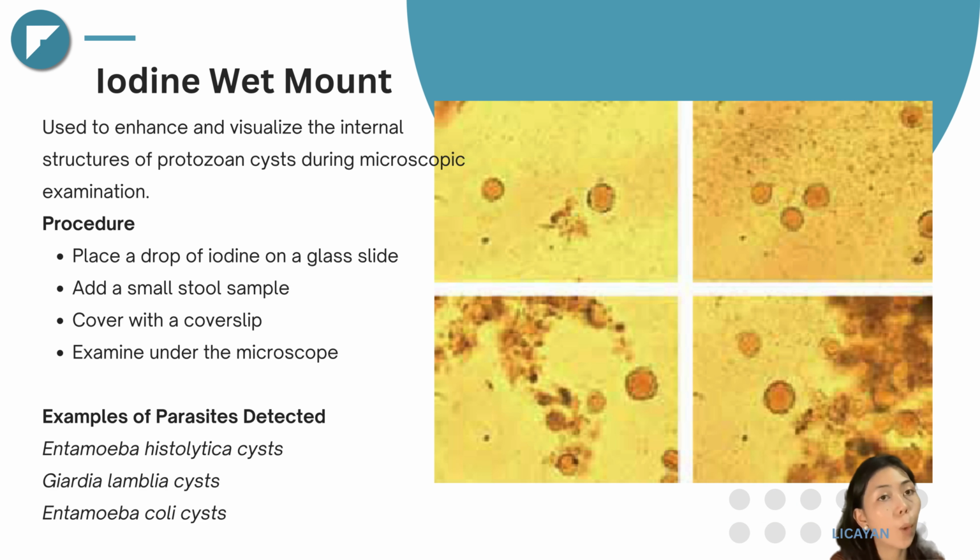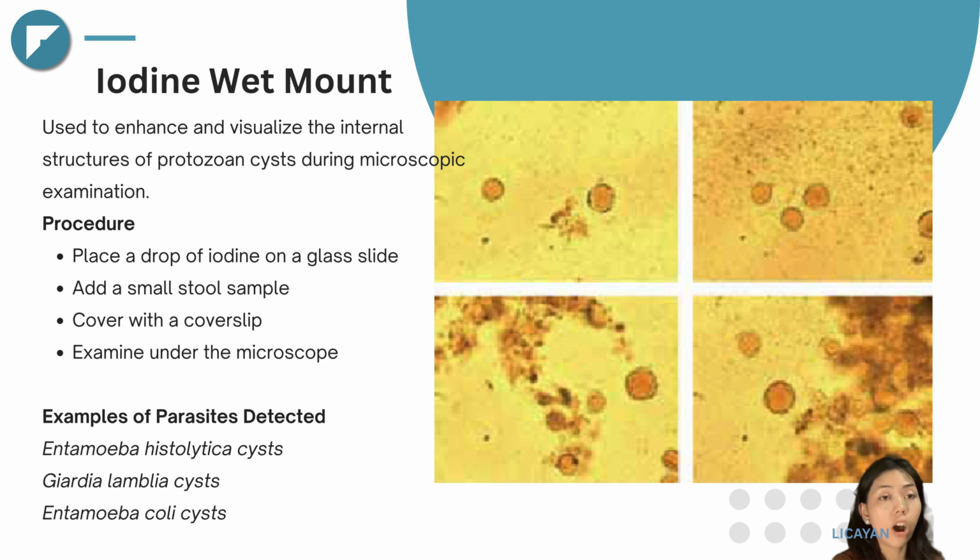Another important wet mount is the iodine wet mount, primarily used to enhance and visualize the internal structures of protozoan cysts, such as the nuclei and organelles. Instead of saline solution, in here we utilize Lugol's iodine. The stain does not preserve parasite movement, but rather it enhances internal structures such as nuclei and organelles, making protozoan cysts easier to identify.